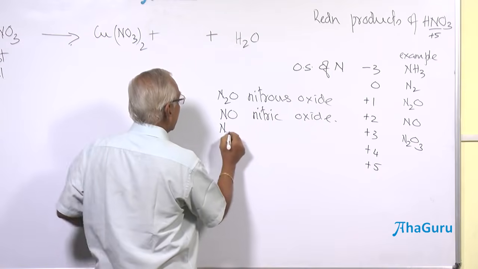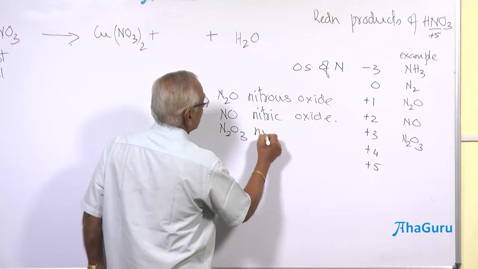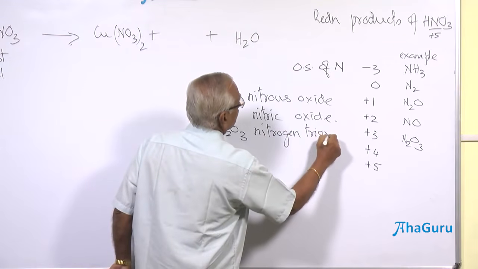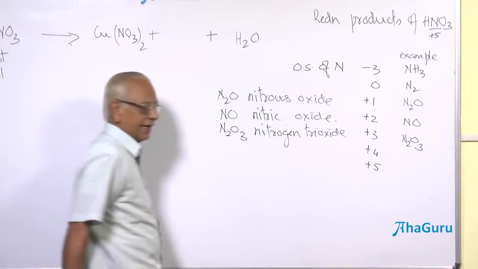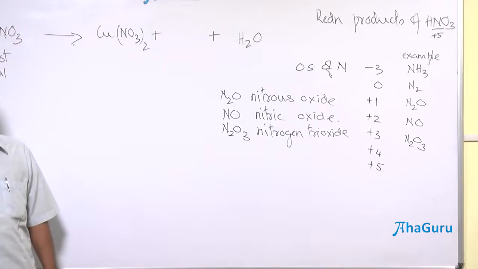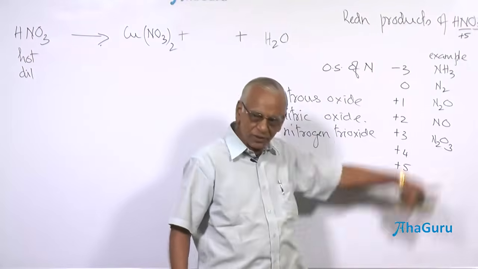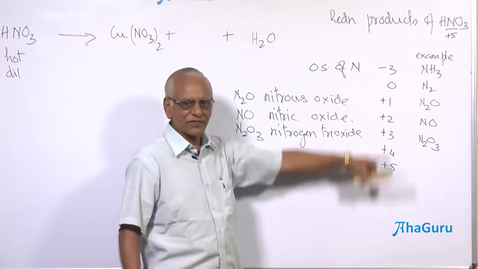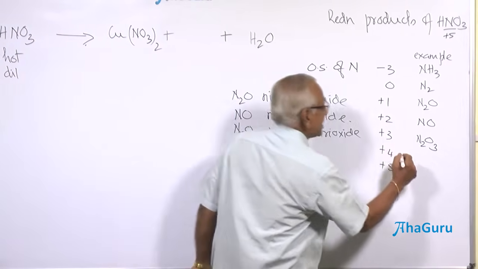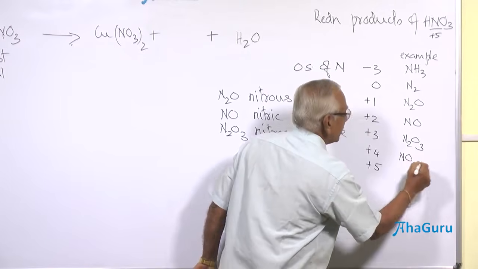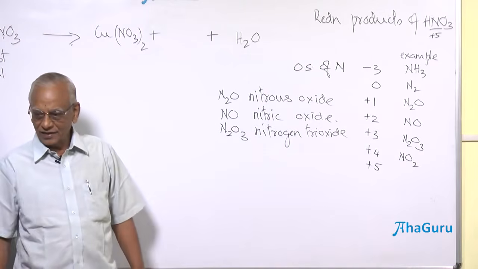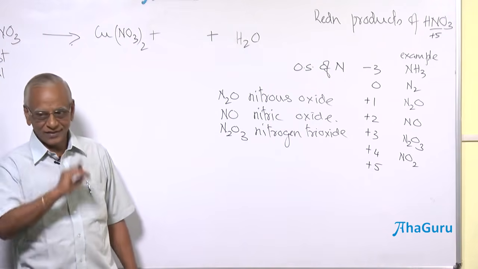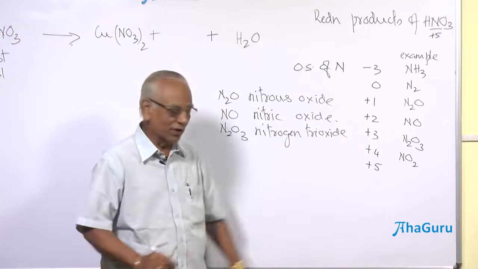I shall write the formula here. Nitrogen trioxide, or normally it is also called dinitrogen trioxide. This example is repeatedly asked in all the examinations. Different oxidation states of nitrogen. This is going to be NO2. We know NO2 is nitrogen dioxide. Earlier they used to call this nitrogen peroxide. It should be called only nitrogen dioxide.